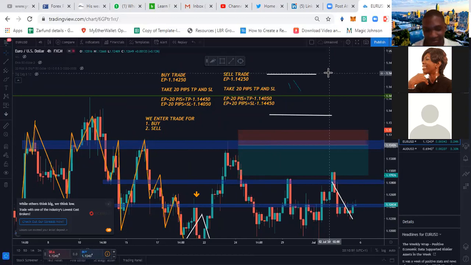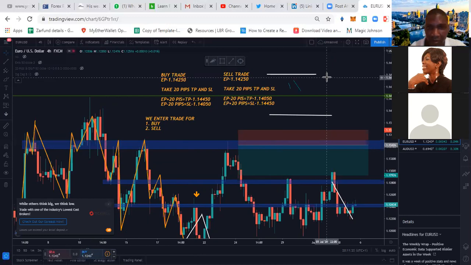Okay, so basically for the buy trade and the sell trade, I'm seeing the same thing, because for the sell trade, TP is equal to entry price minus 20 pips, which is equal to 1.14050. And then the SL is entry price plus 20 pips. That gives us 1.14450. It's the same thing with the buy.